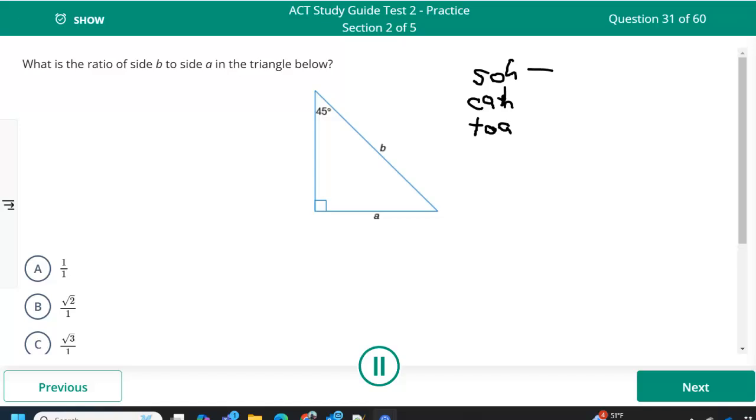What is the sine of a 45-degree angle? Well, if you've taken trigonometry, you know this. It's the square root of 2 over 2. Now that's the ratio of A to B, but it's asking what is the ratio of B to A. So that would be 2 over the square root of 2.